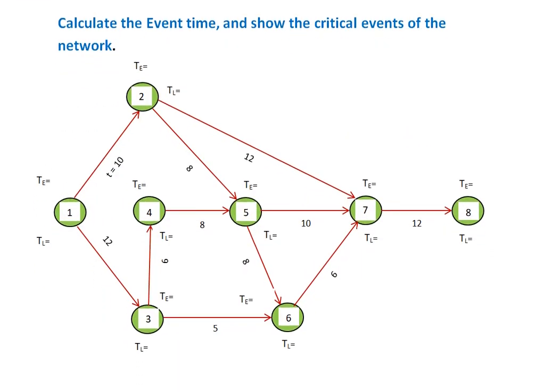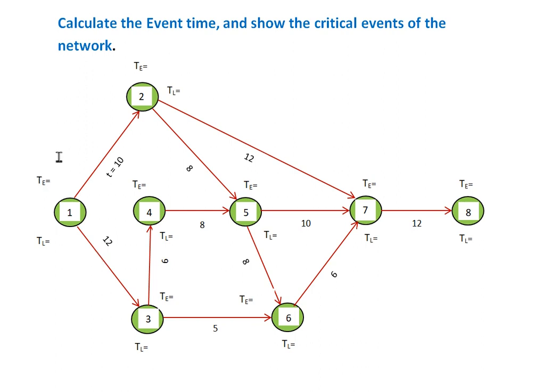So here is the question: calculate the event times, and then show the critical events of the network. How to calculate the event time? We need to first calculate the earliest expected event occurrence time and then the latest allowable occurrence time. First we will calculate TE and then TL. When determining TE, we calculate it with the help of the forward pass technique. That means we calculate TE from left to right, from event 1 to event 8.